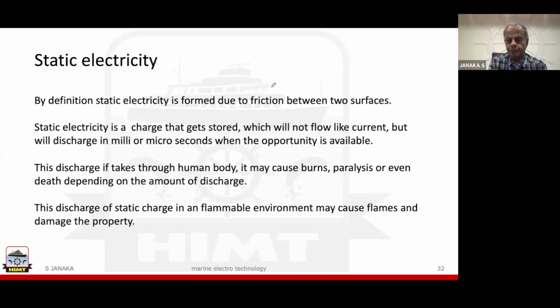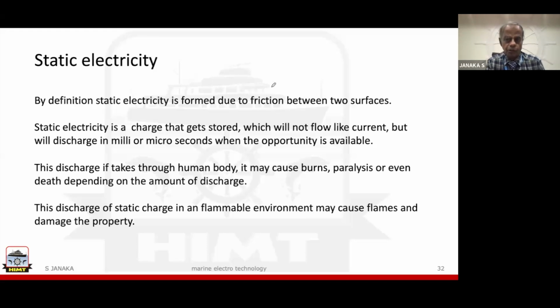Static electricity. The general definition is that static electricity is formed due to friction between two surfaces. Static electricity means electricity which is not flowing; the charge is not flowing, but gets stored. It can only discharge when a conducting path is available. Suppose this discharge takes place through your body, because your body is earthed, touching the floor barefoot, or your hand may be touching the wall or something.